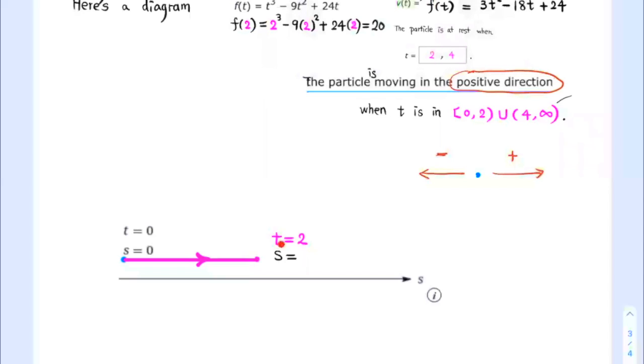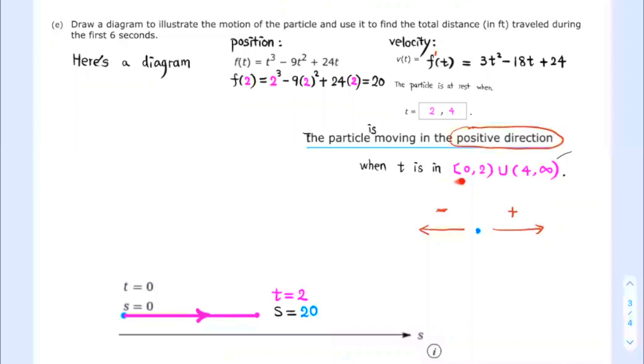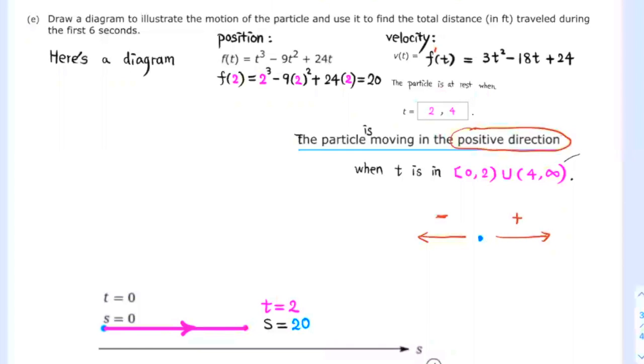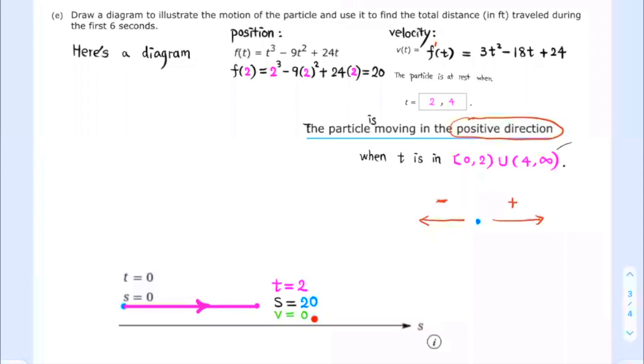When time t equals 2, we substitute 2 into t and get the position equal to 20 feet. So s equals 20. Notice that when time t equals 2, the particle is at rest, so the velocity of the particle is going to be equal to 0 at this moment. So v equals 0 when t equals 2.